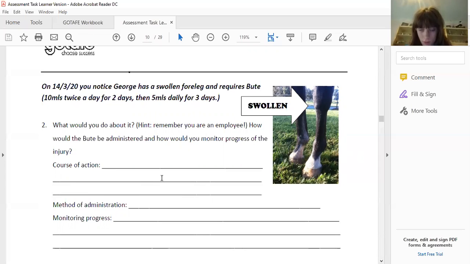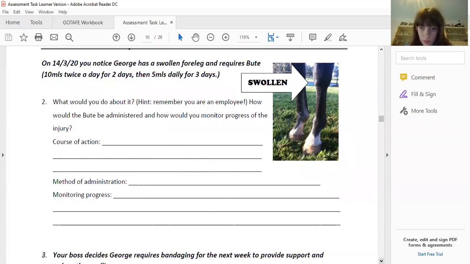Do I immediately give him bute because I think that'll fix the problem? What are the steps that you need to take for that? Method of administration. So how is bute given? Do we inject it? Do we give it in the mouth? Do we give it in the food?